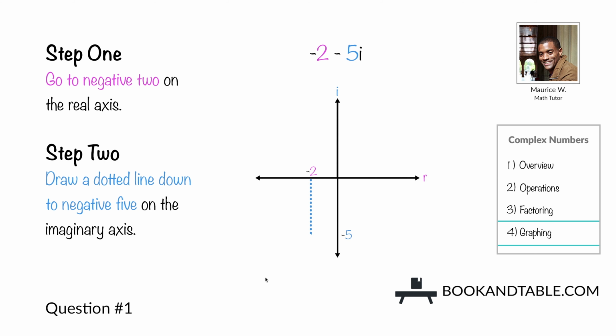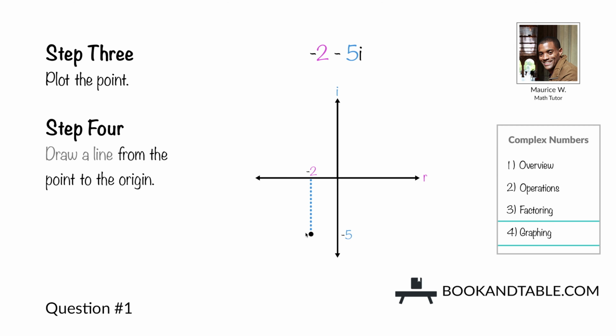Question number 1, we want to find the argument of negative 2 minus 5i. So step 1, go to negative 2 on the real axis. Step 2, draw a dotted line down to negative 5 on the imaginary axis. And step 3, plot the point. Step 4, draw a line from the point to the origin, creating our right triangle. And the alpha angle is closest to the origin here. So our right triangle has an alpha angle with an adjacent side equal to 2 and an opposite side equal to 5. And if this is our alpha, then this is our argument, or theta.